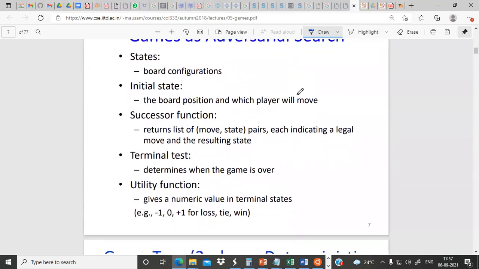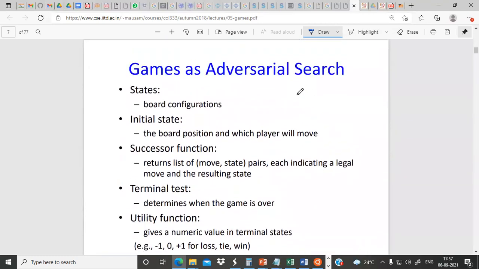So games can be considered as adversarial search. Why do we call it adversarial search? Because there is always an opponent who is trying to minimize our performance. As a player, we want to improve our performance, we want to maximize our performance. But there is an opponent who is always trying to minimize it.